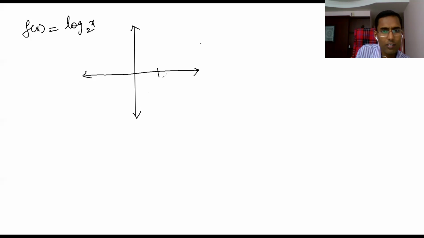What is this graph? For 1, it is 0. For 1 by 2, it is -1. For 1 by 4, it is -2, like this. The graph will be like this.